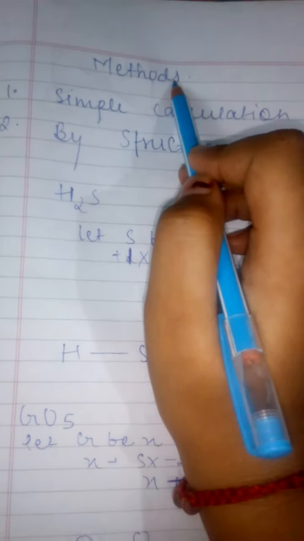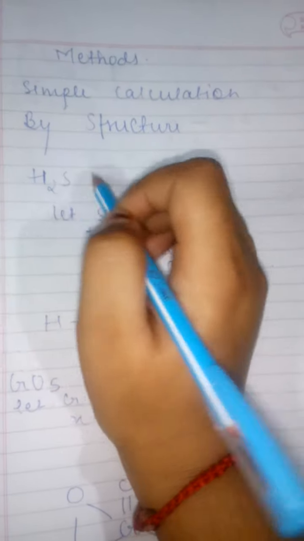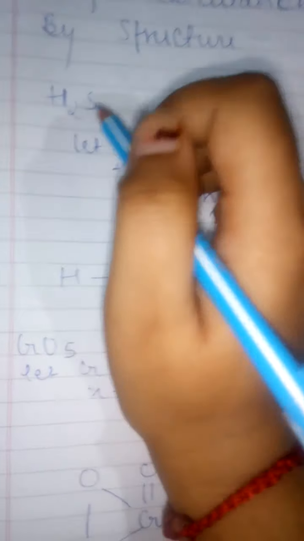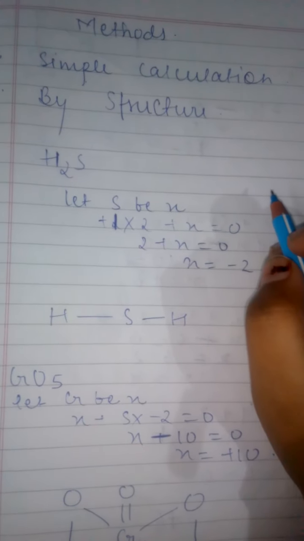There are two methods for finding oxidation number: simple calculation and the structure method. To explain it further, I am taking one example of H2S. We all know that H2S is hydrogen sulfide gas. It is acidic in nature, that we all know.